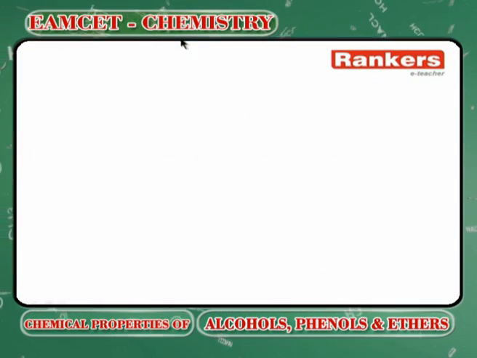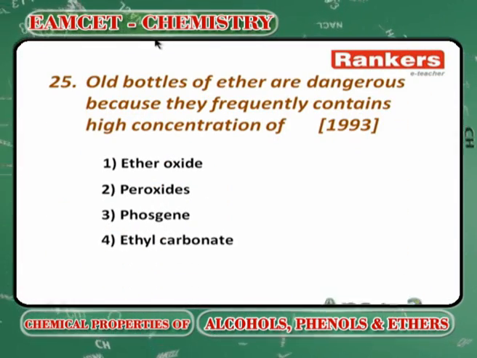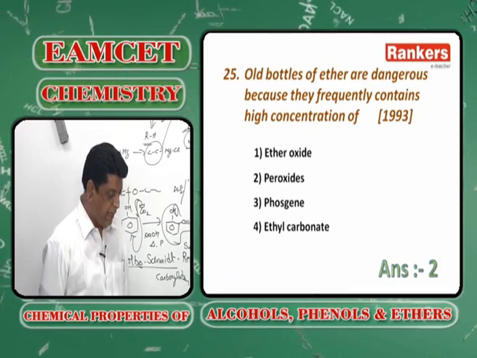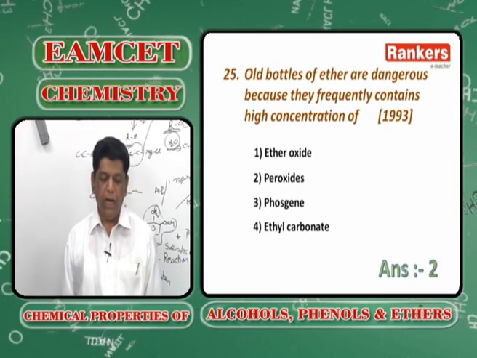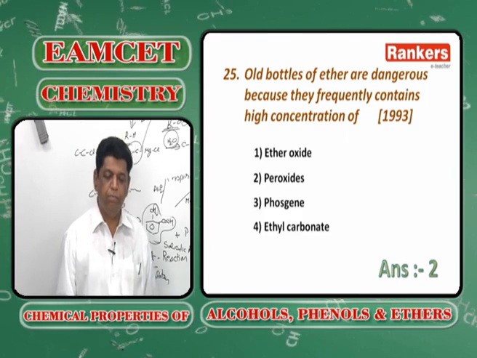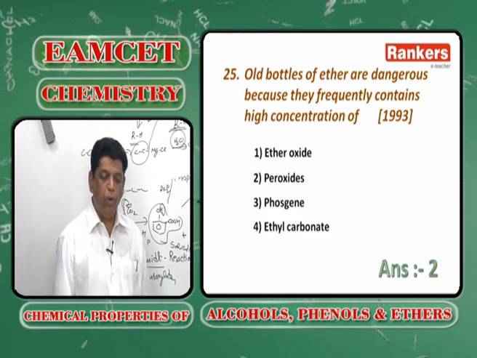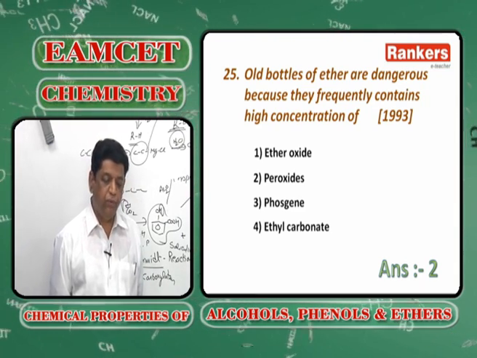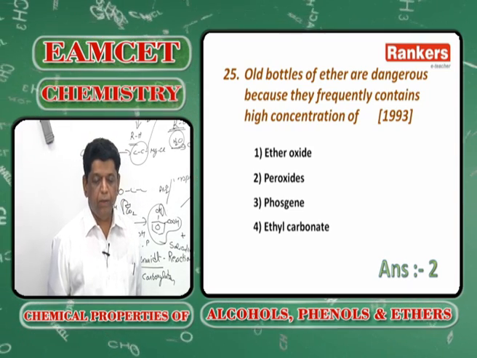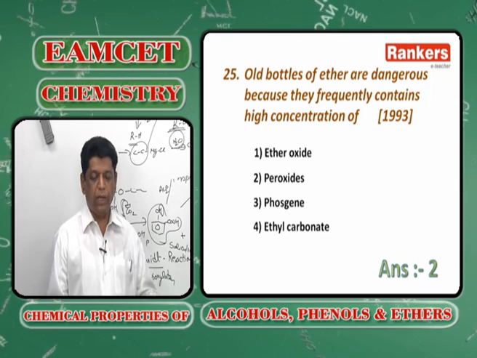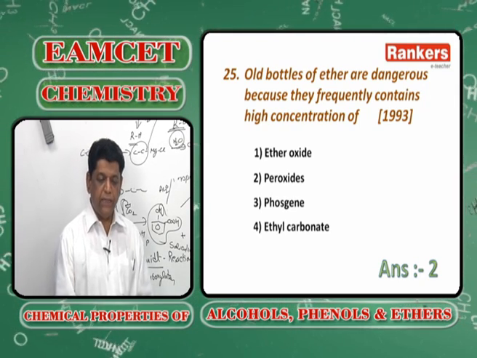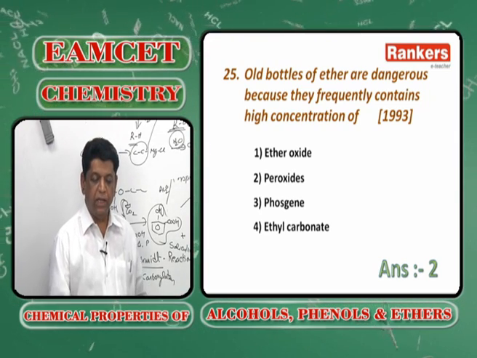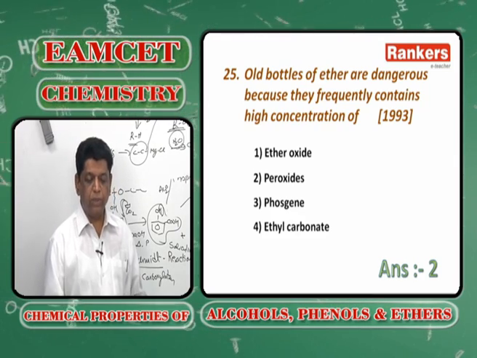Next, old bottles of ether are dangerous because they frequently contain a high concentration of peroxides. As I said, the peroxy bond is a very unstable bond, and a small impact on these peroxides will make them explode. So old bottles of ether should not be handled roughly, and heating ether for distillation to prepare pure ether is also not advisable. At a lower concentration it doesn't matter, ether distills out, but as the ordinary ether comes out, the peroxy ether is left behind in the flask. After a certain concentration, the peroxides undergo explosion.